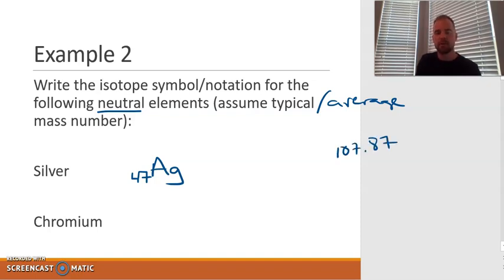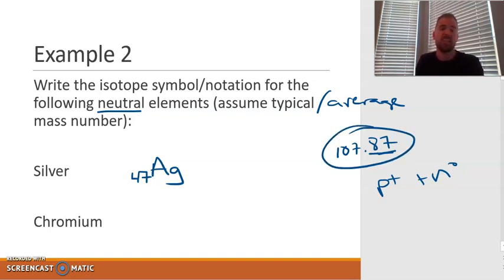Well, the mass number cannot be written as a decimal. It's always written as a whole number. Because remember, what is the mass number? It's protons plus neutrons. Well, you can't have a fraction or decimal of a particle. You can only have whole numbers of particles. So what I would do is I would take this average mass that's reported on the periodic table and simply round it to the nearest whole number, which would be 108. So anytime the problem does not give you explicit information about the mass number, that's what we do. We assume it's just an average element, and we take the average mass, round it to a whole number.